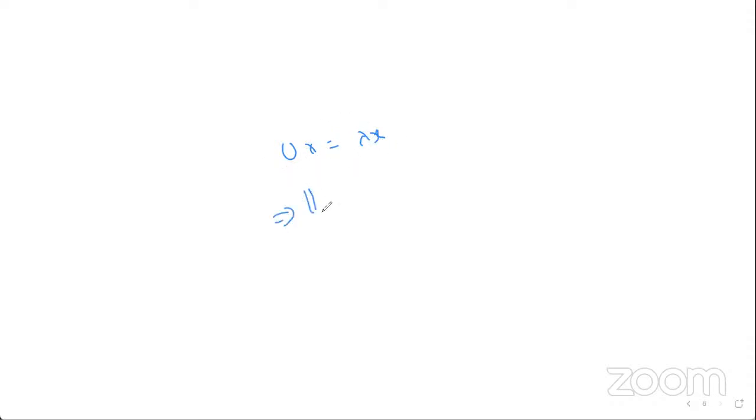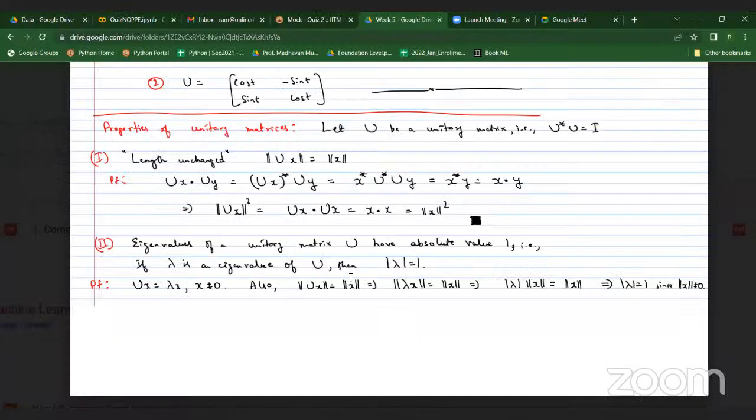So we have said that modulus of Ux is going to be equal to modulus of x, right? Which basically means this should be equal to modulus of lambda multiplied by modulus of x, right? Which means this modulus of lambda equals 1. Okay. The absolute value of eigenvalues is going to be 1. All the eigenvalues, absolute value is 1.